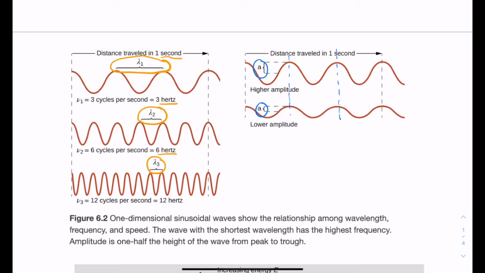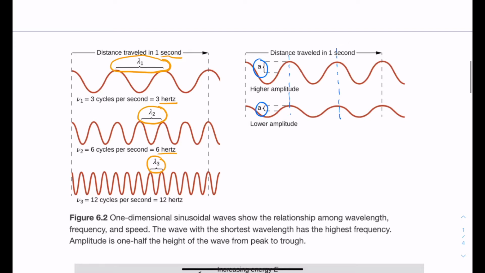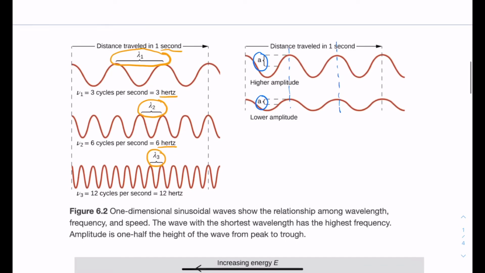On the right, I have 2 waves with the exact same wavelength. And I've got this marked right. You can see that the crest of every wave lines up with the crest of the next piece in that wave. But what they have are different amplitudes. So the height of each peak in the wave is different. So the top wave has a higher amplitude and the bottom wave has a lower amplitude.